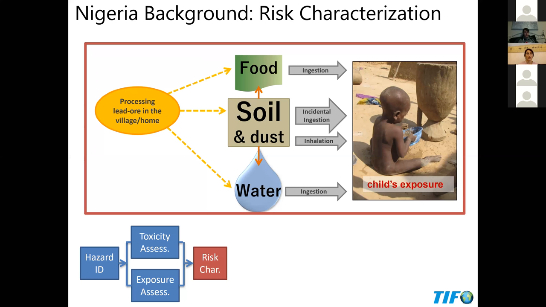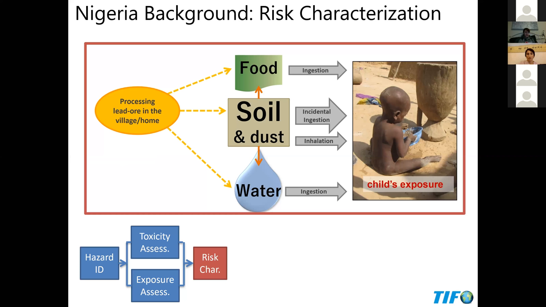So we saw that processing of the gold ore in the home, which had high concentrations of lead, resulted in severe contamination, primarily of soils and dust, but also incidentally of food and water, and that soil and dust contamination interacted with the food and water as well. So we have that lack of separation in the environmental matrices. And all of that resulted in different exposures to the kids, but the soil and dust was the principal route of exposure.